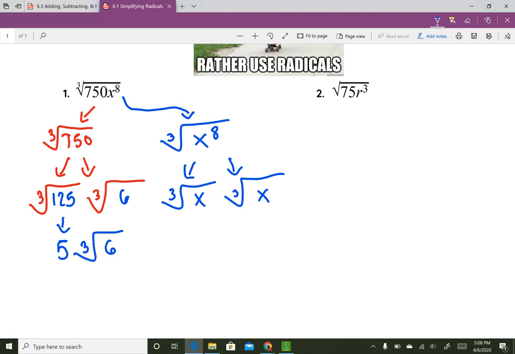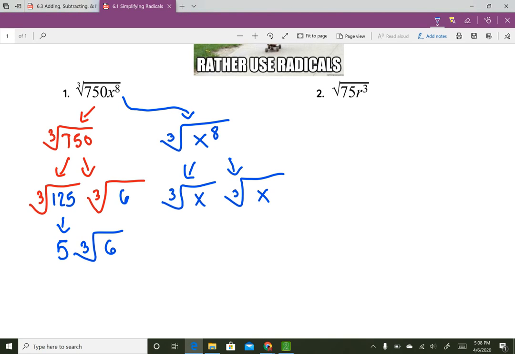But also what we need is one of the exponents to be divisible by 3. So what do I mean by that? Well, let's think of numbers that are divisible by 3. We have 3, 6, 9. The two that we're going to use are 6 and 3.